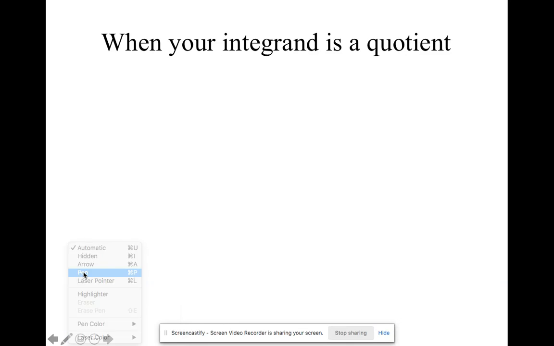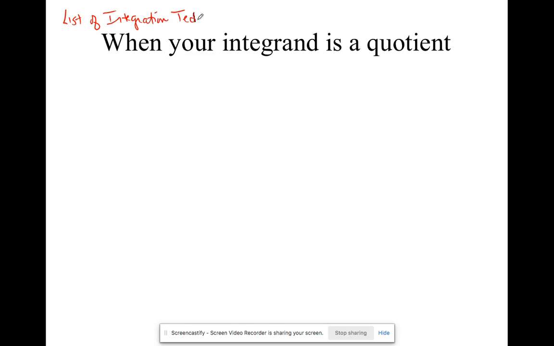Hey kids, here's the last lesson for Unit 6. This goes on your list of integration techniques. And you think of this technique when your integrand is a quotient that you might need to integrate by partial fractions.